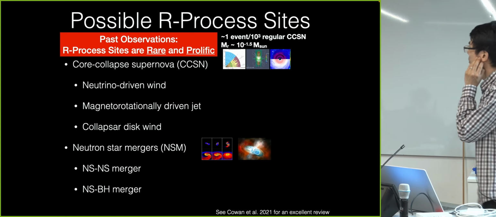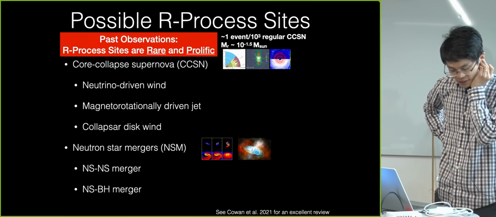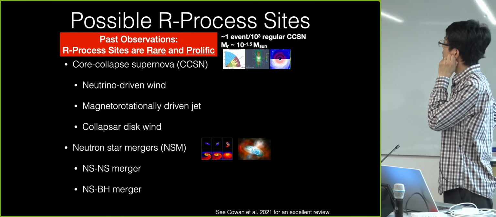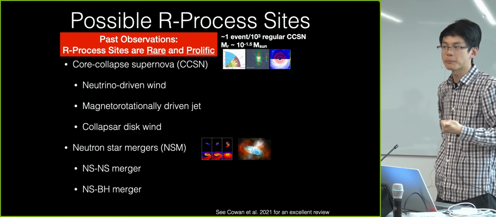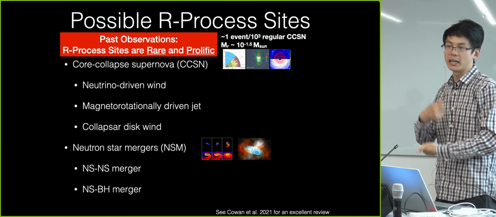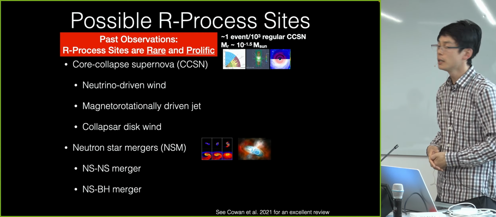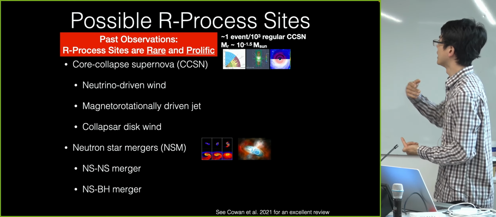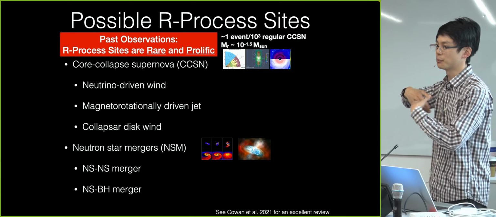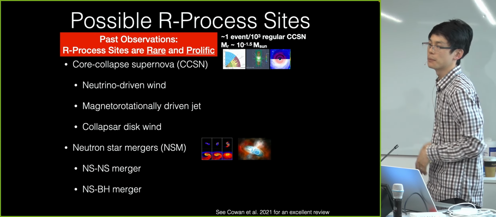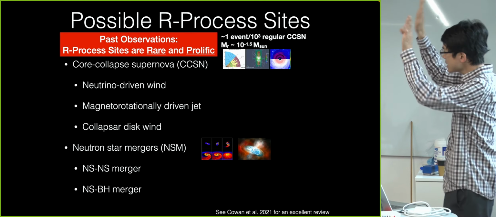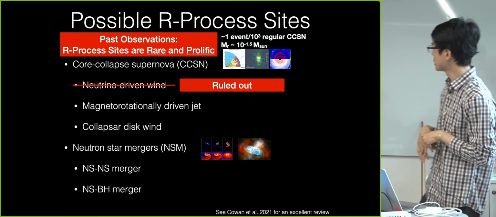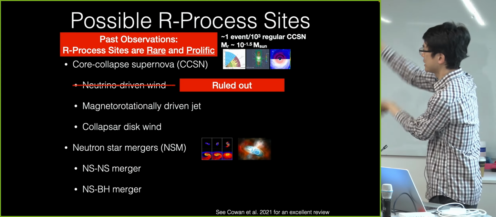To summarize decades of work, broadly, what we know from past observations is that R process sites are rare and they're prolific. By rare, I mean that they're rare compared to a regular core collapse supernova. So you get about one of these things about every 1,000 regular core collapse supernova. And by prolific, I mean that when they happen, they produce a relatively large amount of R process. In this case, large means a few % of a solar mass. And so it's a relatively small amount of total metals, but a lot for these types of elements. This type of general analysis is able to rule out certain types of ways we might be able to produce R process elements, but it basically leaves everything else open.